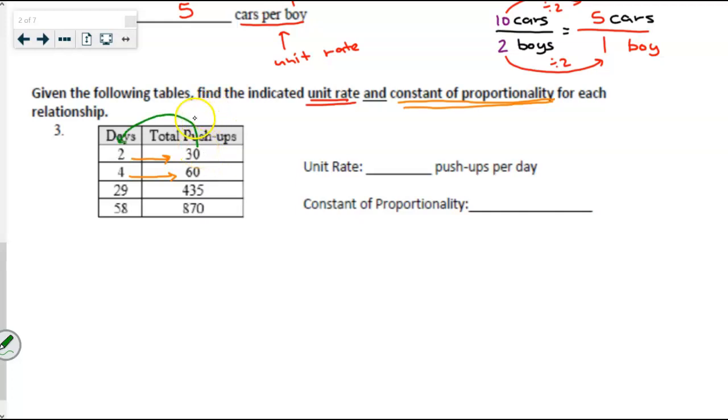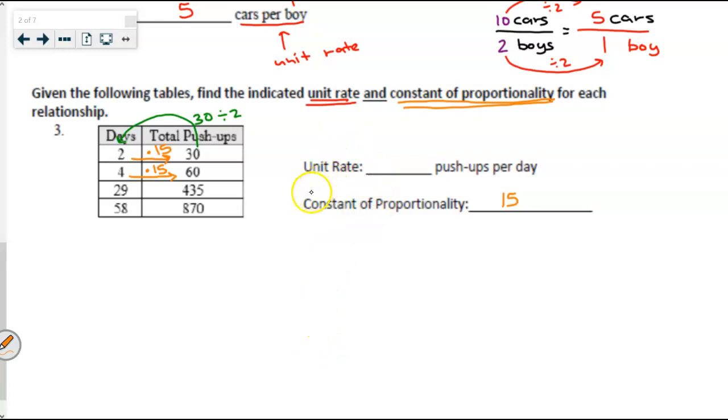So in my calculator, if I was trying to find this, because I didn't know how to go forwards, I would type in 30 divided by 2. And that tells me 30 divided by 2 is 15. So I now know that I'm multiplying by 15 to go forwards across the table. 2 times 15 is 30. 4 times 15 is 60. So the constant of proportionality, by definition, is the number that we multiply by as we go forwards across the table. So it's just the number 15.